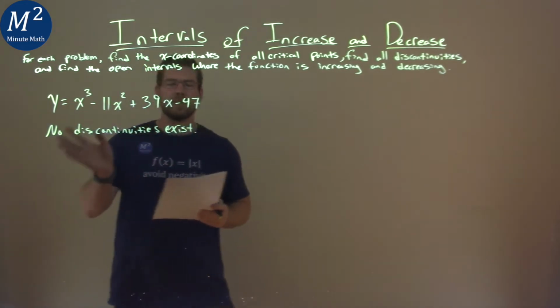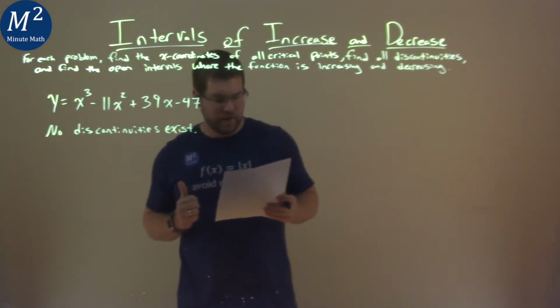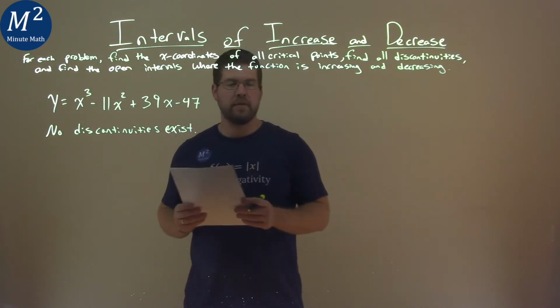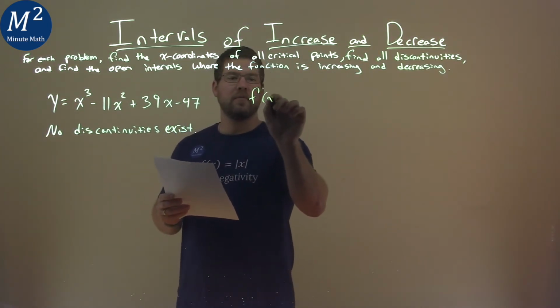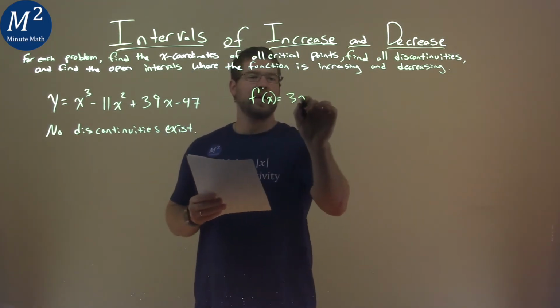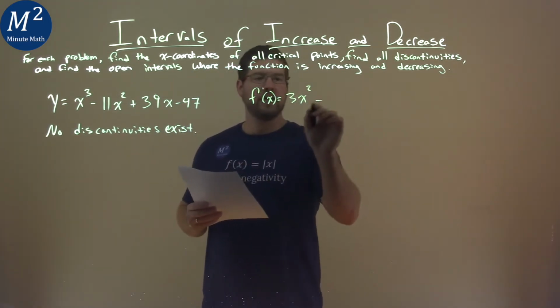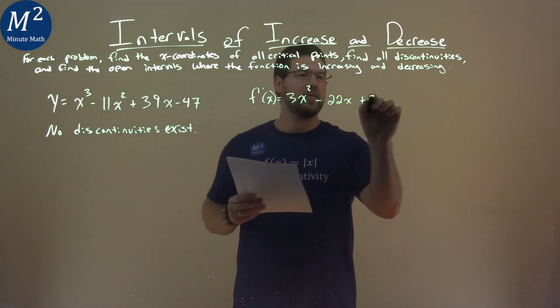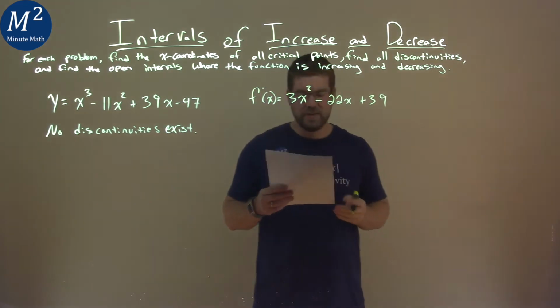Okay, no discontinuities exist. We got that off the bat right here. All right, to find our critical points, we need to take the derivative first. So let's go find f prime of x here, and we're going to use our power rule. 3 comes down, 3x squared, minus 2 times 11 is 22x. And then we just have a plus 39. Hopefully you're good at derivatives here.